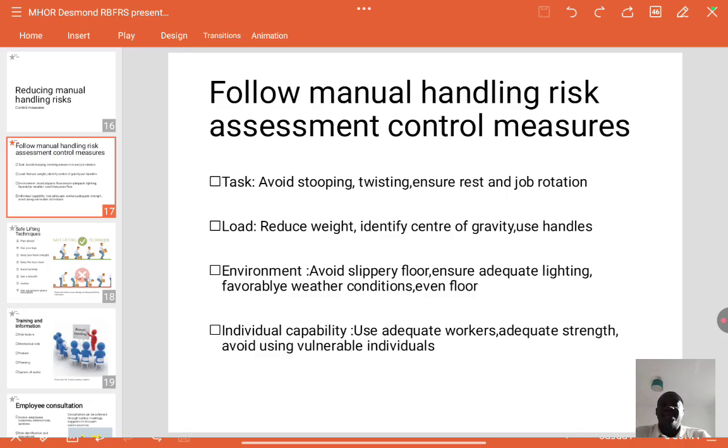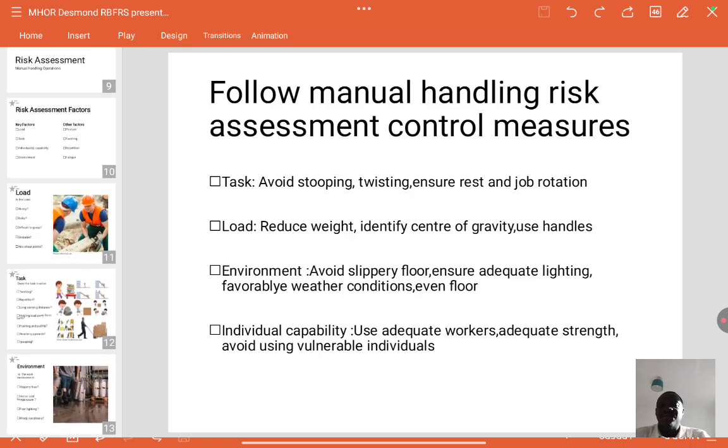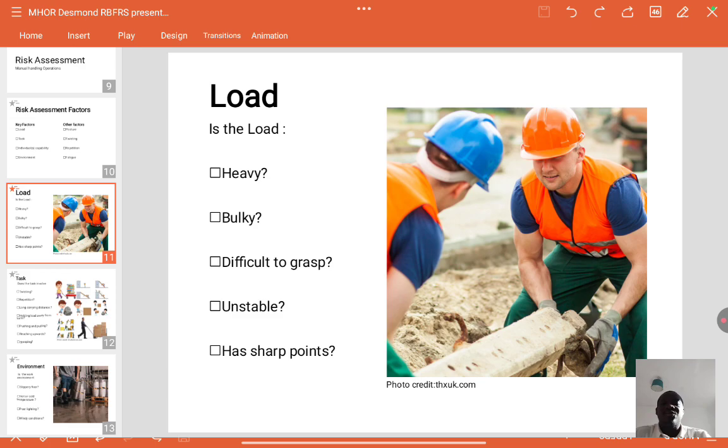So when we were undertaking the manual handling risk assessment, for instance, if I take you back to the load, there is a possibility that the load is heavy. You can reduce the heaviness of the load by dividing what you are carrying into pieces. So to avoid this injury, you have to make sure that the load is not heavy, that it's light for carrying.